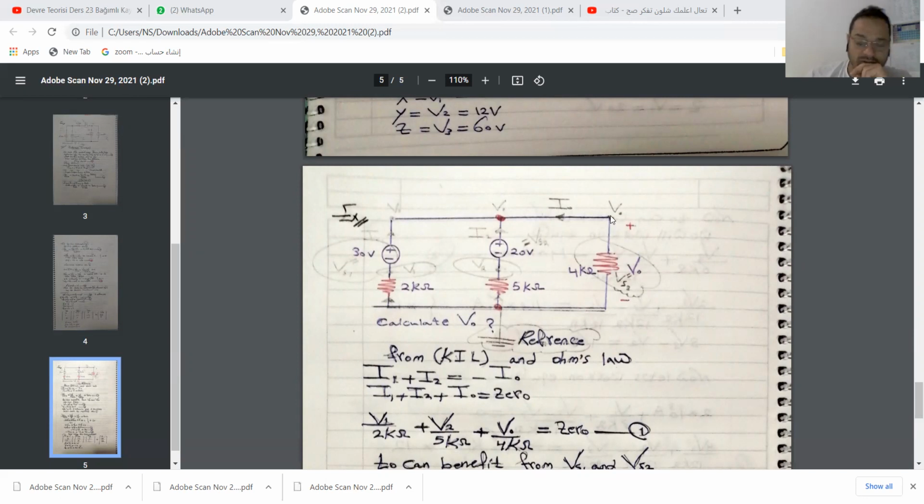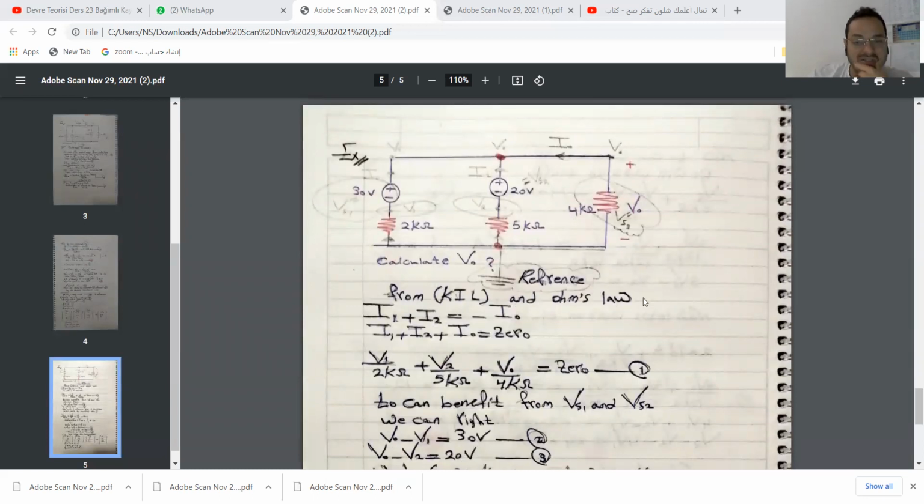V0 node, I wrote it here and here and here. Both of them are right, because V0 can be started from here, can be started from here, or the same thing from here. Here we can write I1, I2, and we can say VS1, VS2, VS3, okay? And here I0, that means the current here is I0. Let's start from Kirchhoff's current law and Ohm's law. I1 on this side plus I2 equal minus I0, because of the different direction, plus I0 equals 0.